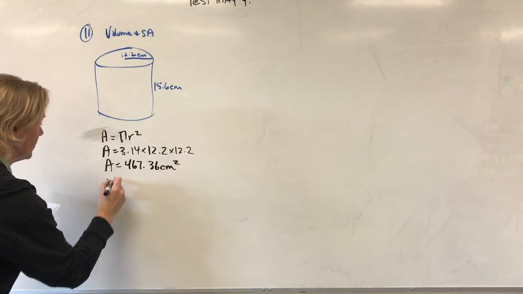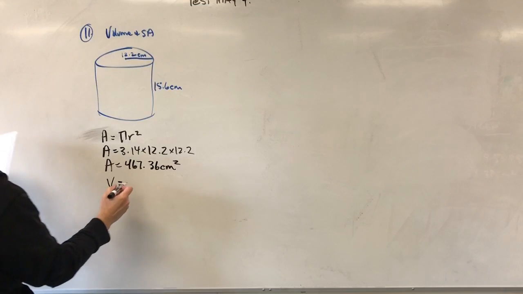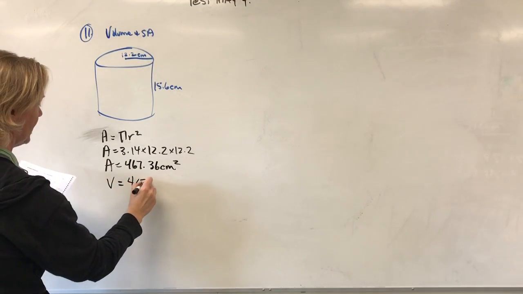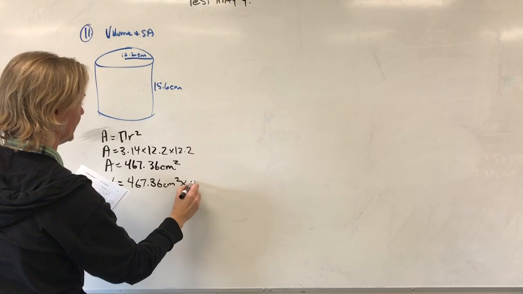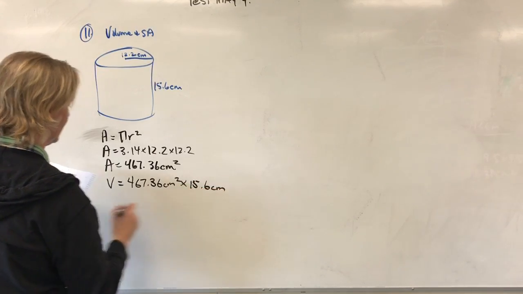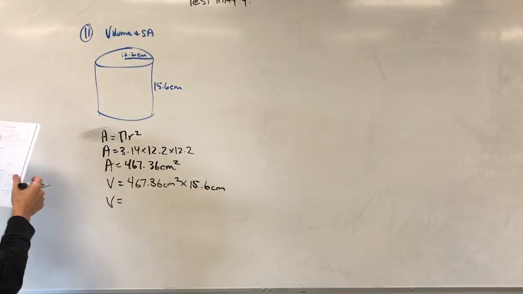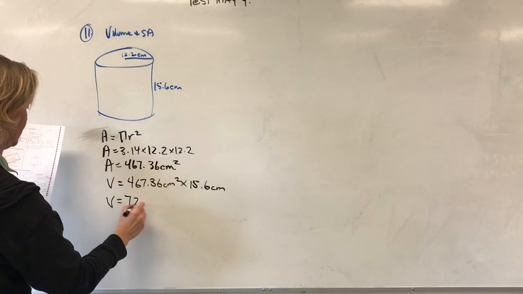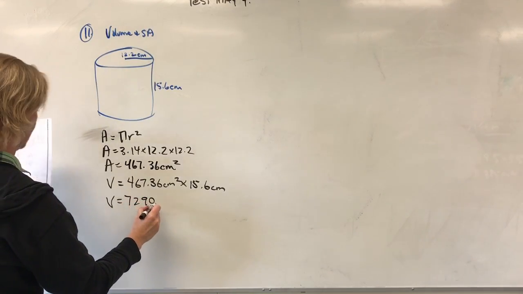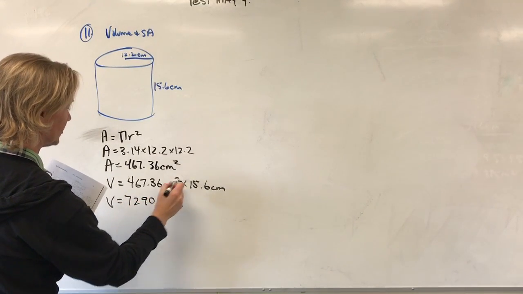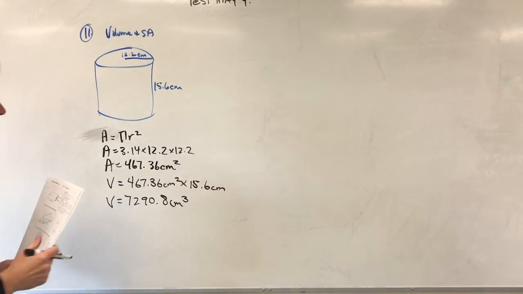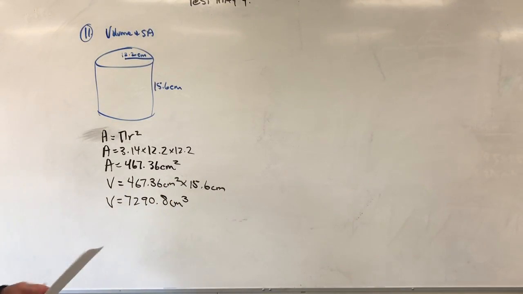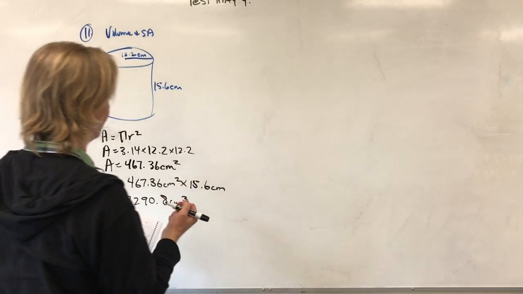Okay, now to get volume, that's why I started with area, all I do is I take the area of the end, okay, and then I multiply by how tall it is, 15.6 centimeters. Now when I multiply those 2 numbers together, I get 7,290.8, and I have centimeters squared times centimeters, so there's 3 centimeters, or centimeters cubed, right? Centimeters times centimeters times centimeters. Okay, that is volume. Pretty straightforward.